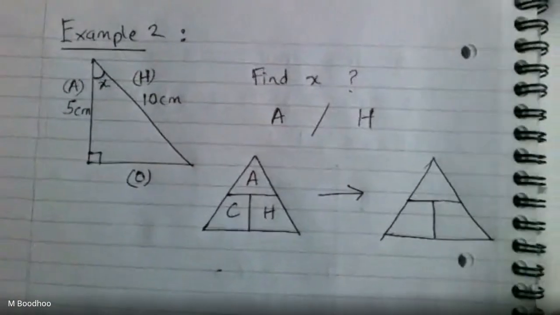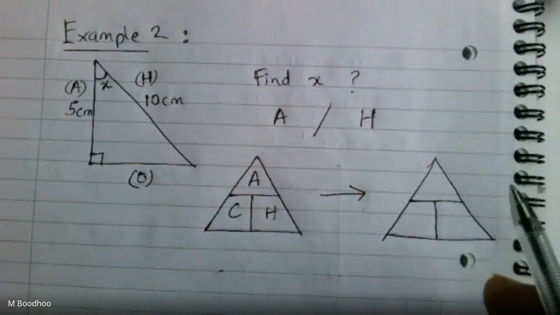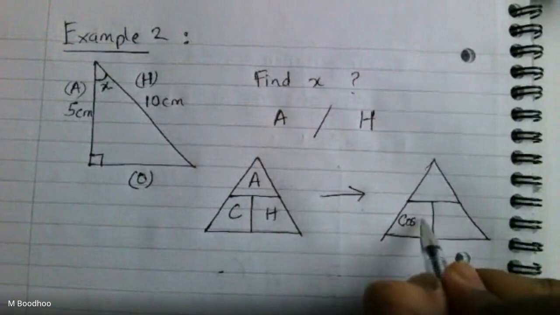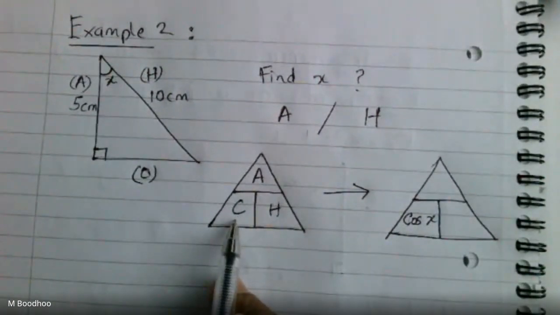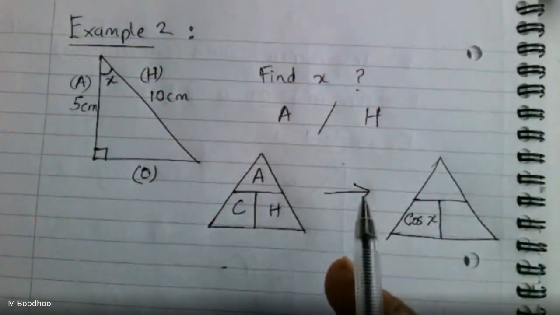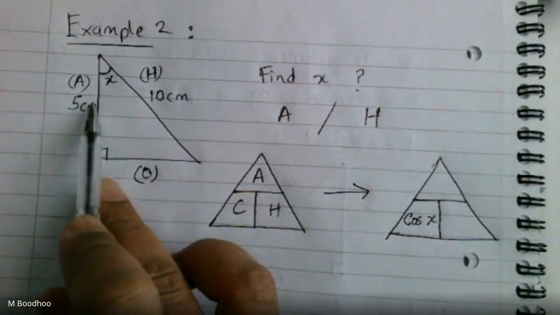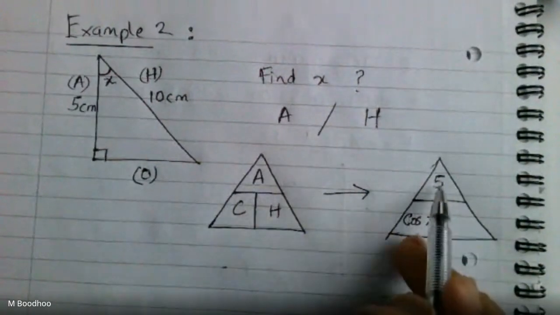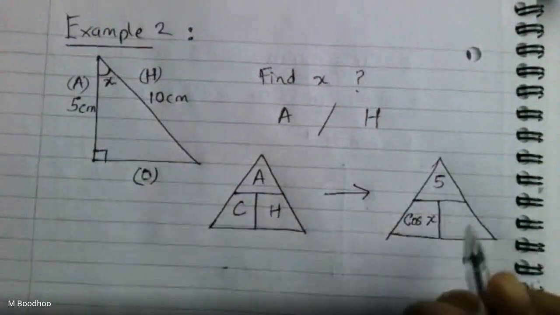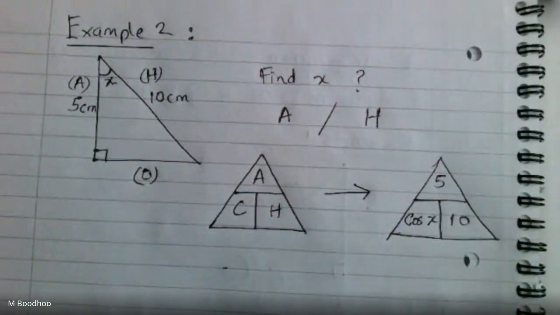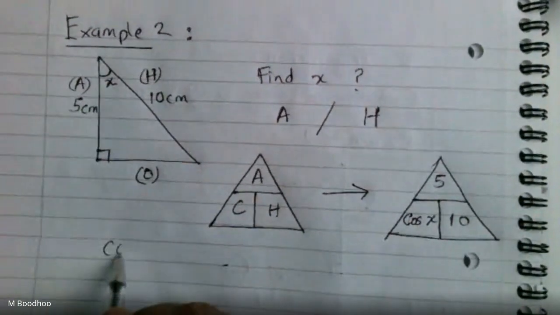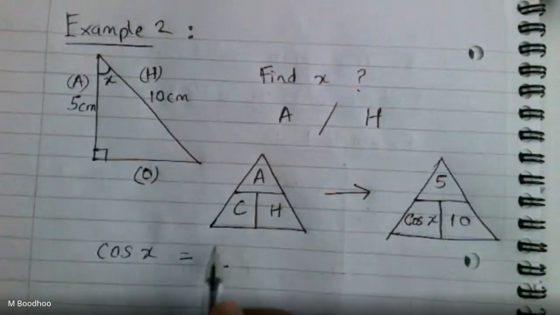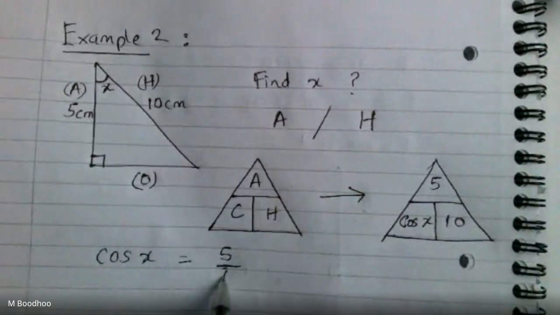I'll show you. Now you're very, very close to your answers. Instead of writing C, I'm going to write cos X. Just remember that. Now I've got A. I already know A is 5, so I'm replacing the value of A by 5. Now H is 10, so I'm going to write 10 here. That means cos X equals 1 is on top of the other, so cos X equals 5 over 10.